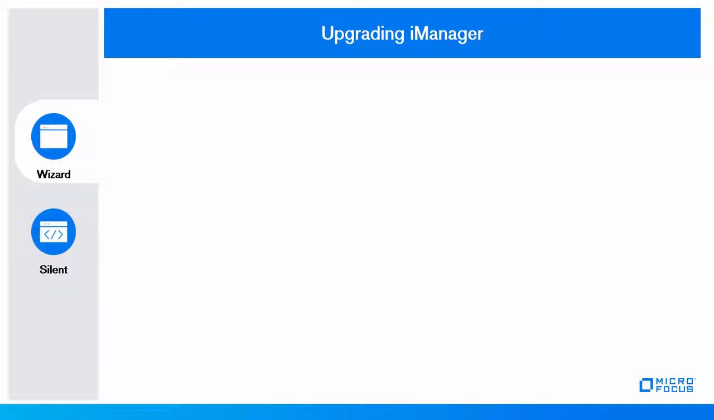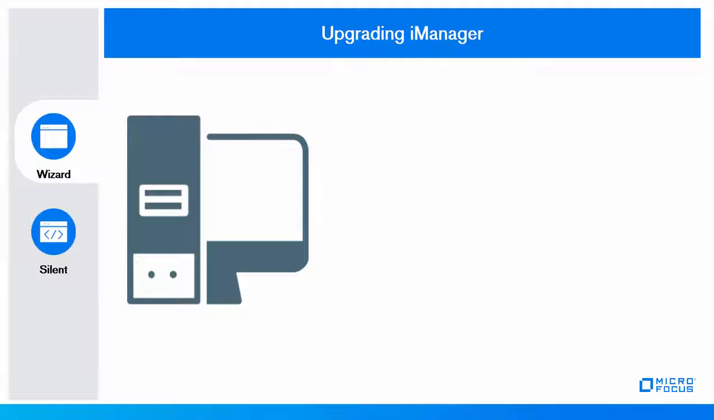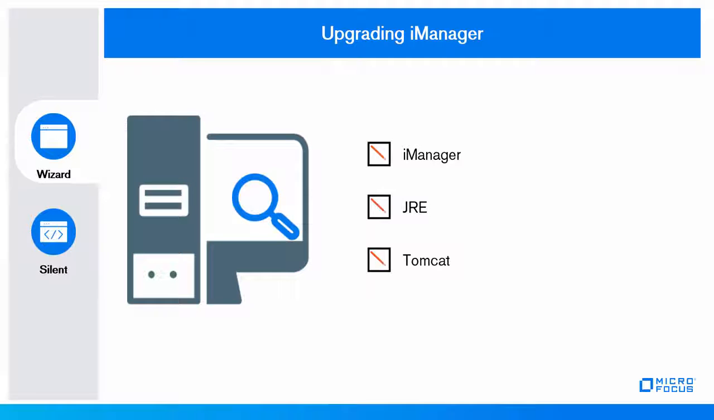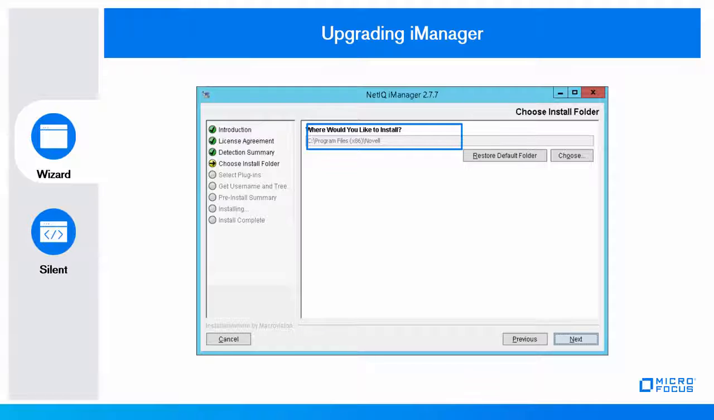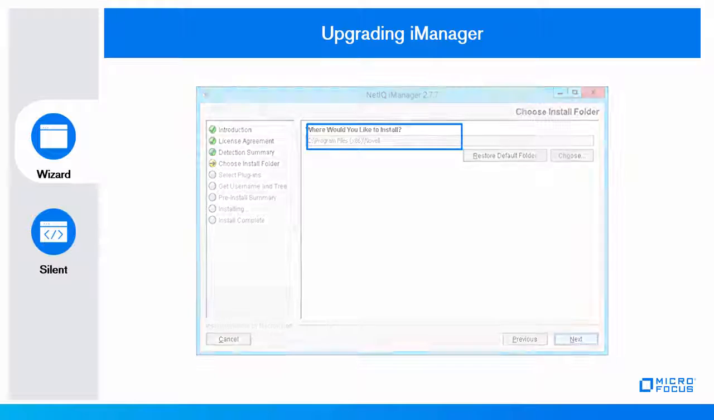Using the wizard, if the setup program for iManager server detects a previously installed version of iManager, it might give you the option to stop the installation process or remove the existing iManager, JRE, and Tomcat installations. Remove iManager, JRE, and Tomcat and continue with the installation. Enter the port values for Tomcat HTTP and SSL. For upgrading, specify the path where the older version of iManager was installed.